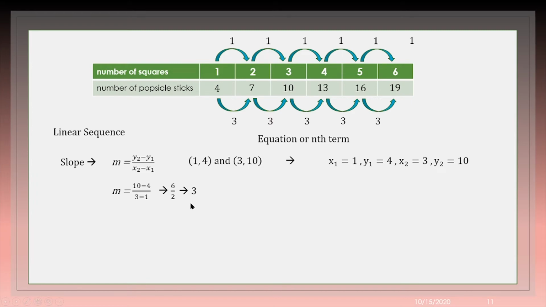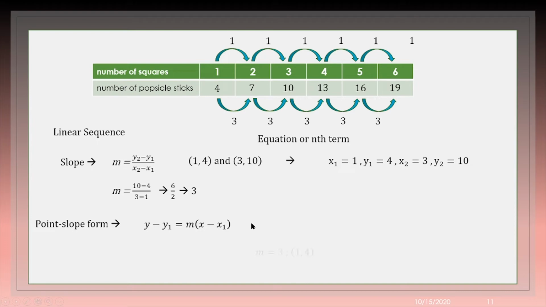So, meron tayong slope. Okay? So, pwede na natin gamitin yung tinatawag na point slope form. Okay? So, may slope na tayo. Pipili na lang tayo ng isang point. Okay? So, ano nga ba yung formula ng point slope form? So, we have y minus y sub 1 equals to m times x minus x sub 1. So, nag-derive lang tayo sa slope.